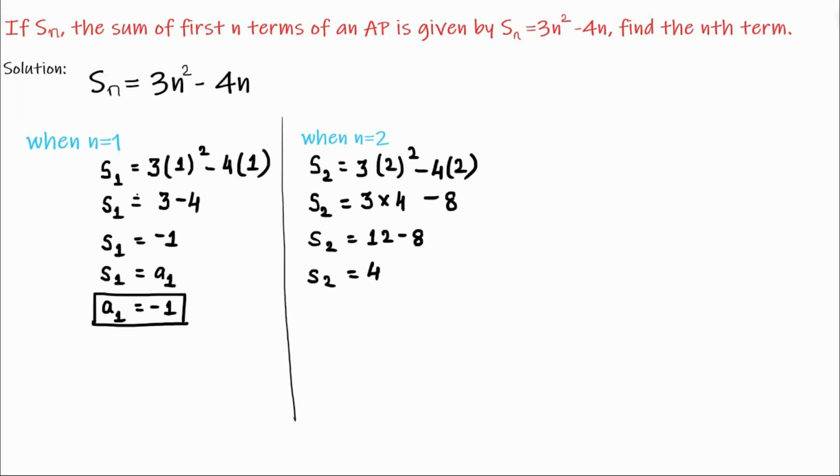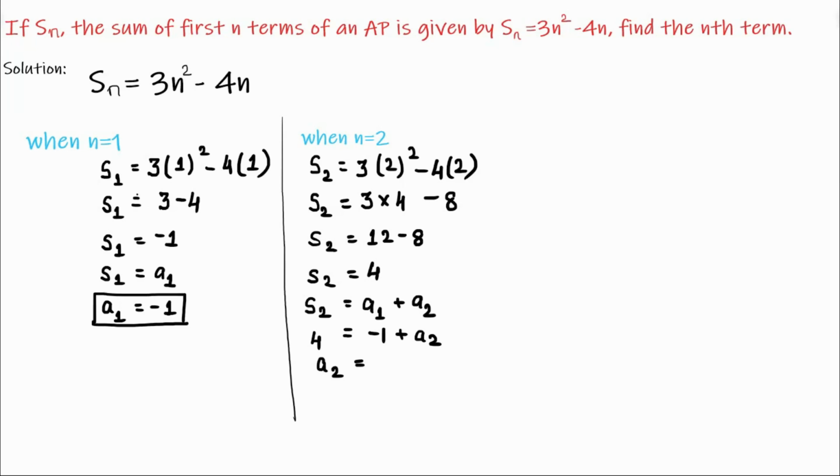Now S2 means the sum of two terms, which means the sum of the first term and the second term. So we can write S2 as A1, which is the first term, plus A2, which is the second term. Substituting S2 as 4 and A1 as minus 1, which we have already obtained, we get this equation.